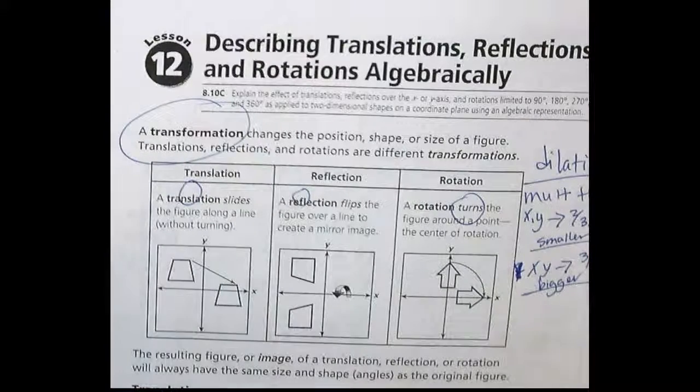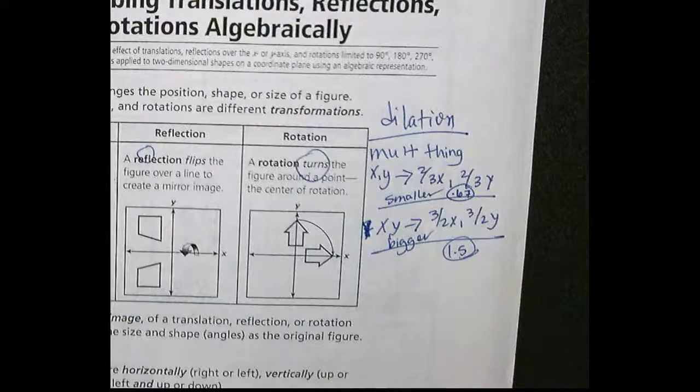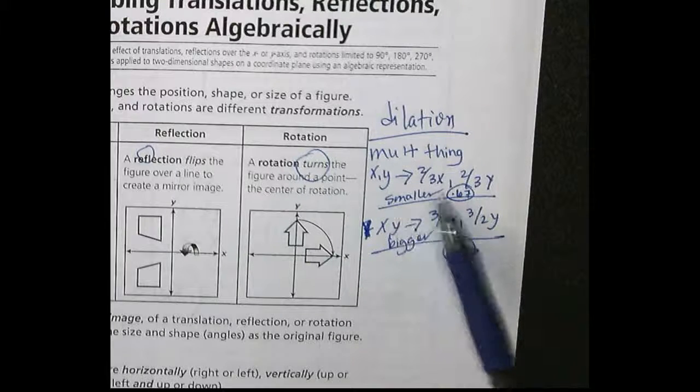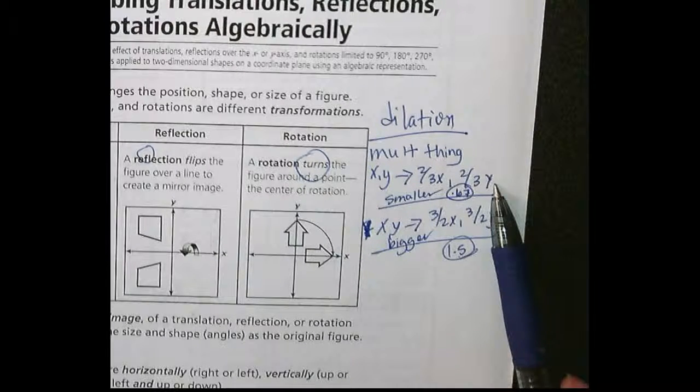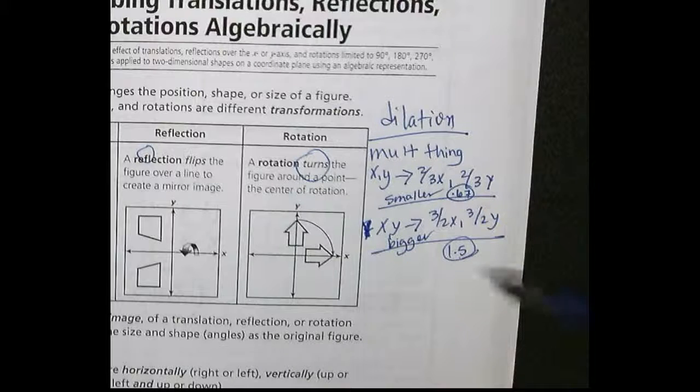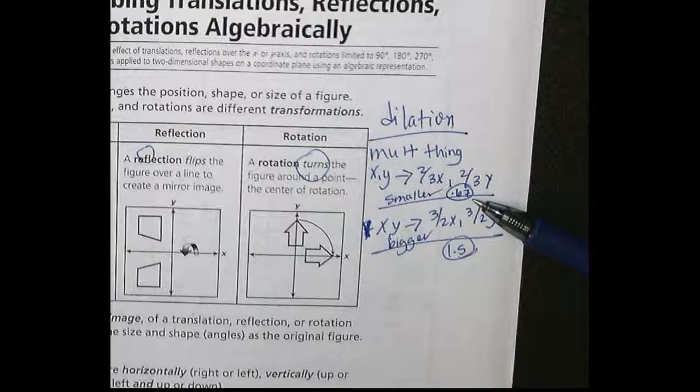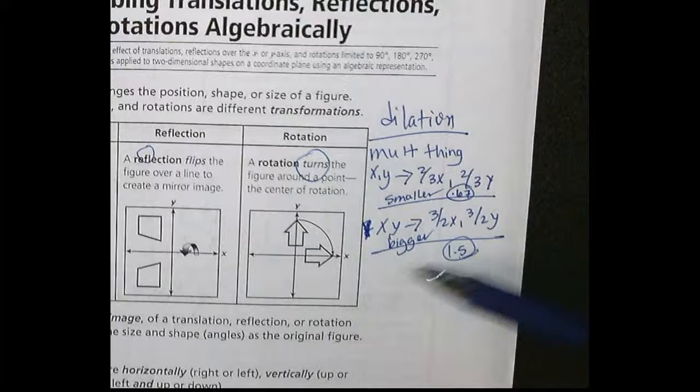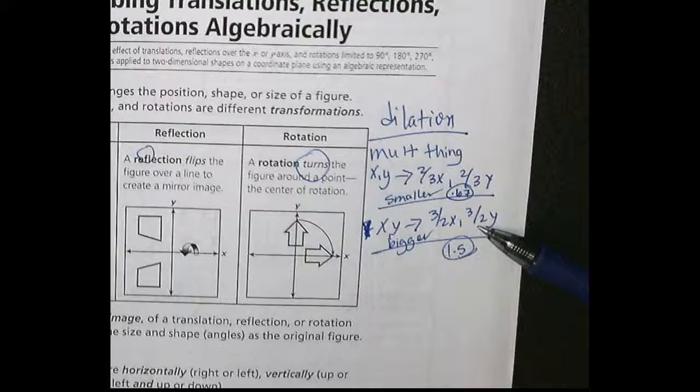Alrighty, I pulled translation, reflection, rotation. We've already done dilation, but I'll shoot over here so you can see my dilation numbers. It's a multiplication thing, period. Always. So if you have x, y yield 2/3 x, 2/3 y, if you type 2/3 in the calculator, you're going to get 0.67 if you're in mode float 2. That means you're going to make this thing smaller. And if you do x, y yield 3/2 x, 3/2 y, if you do 3/2, you'll get 1.50. That makes it bigger.